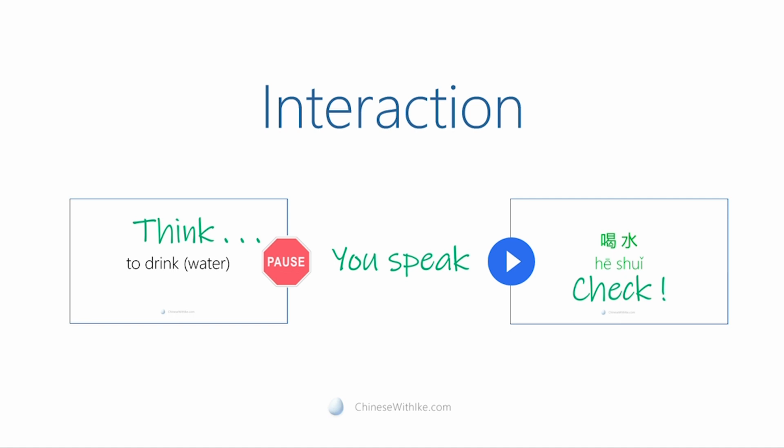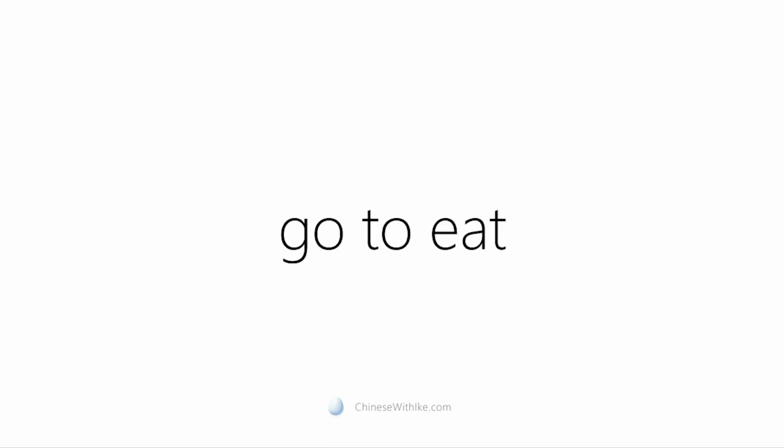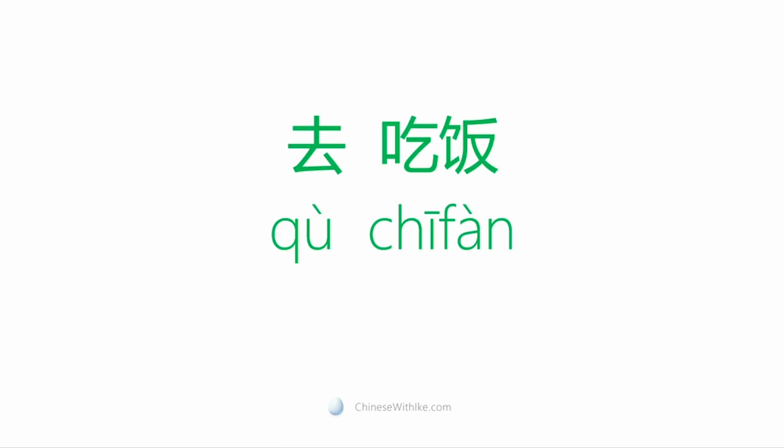So let's get started. To say go in Chinese is 去. It's the fourth tone. It's like saying yes. I always emphasize the tones because if you can't manage it, people probably will not understand you. Do you remember how to say to eat? 吃饭. How about go to eat? 去吃饭.